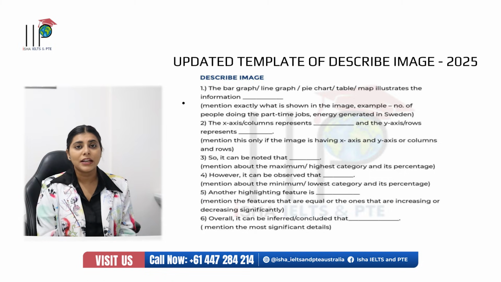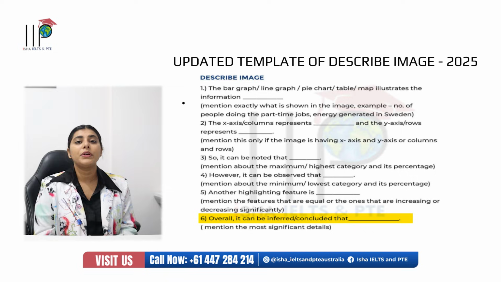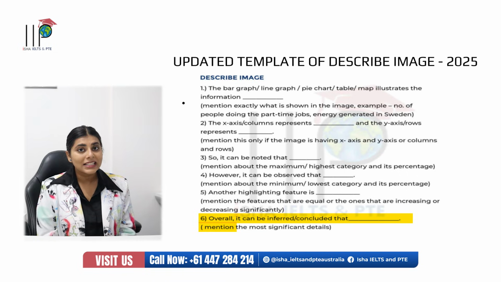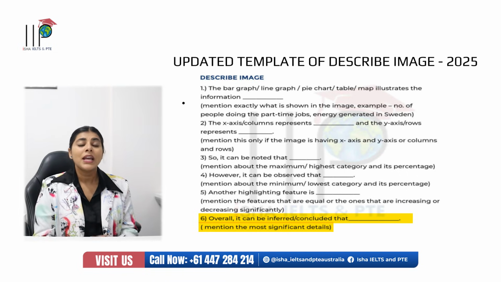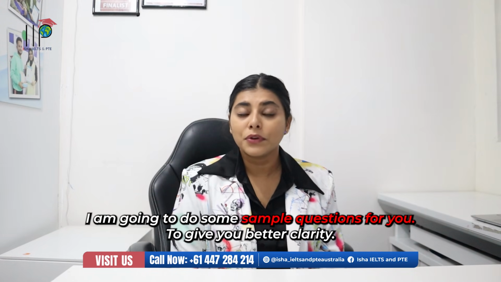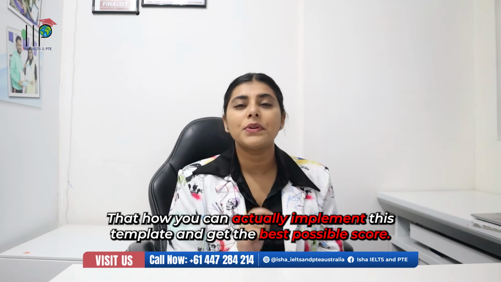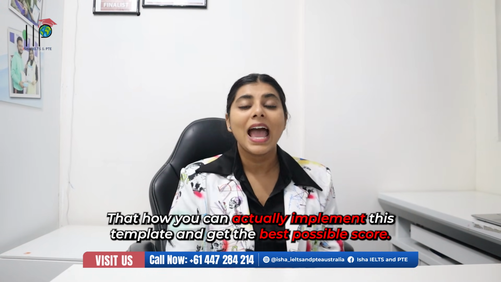And then in the last line, we are going to say, overall, it can be concluded that. Over here, we are going to again speak about the maximum as well as the minimum aspects. I am going to do some sample questions for you to give you better clarity on how you can implement this template and get the best possible score, that is 90 out of 90 in this question.